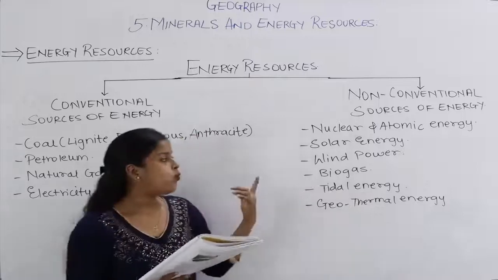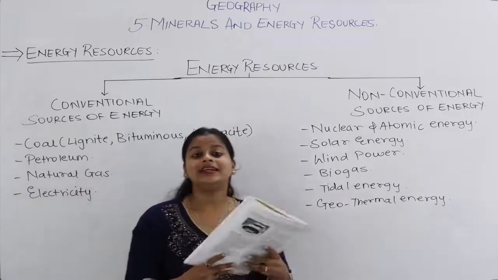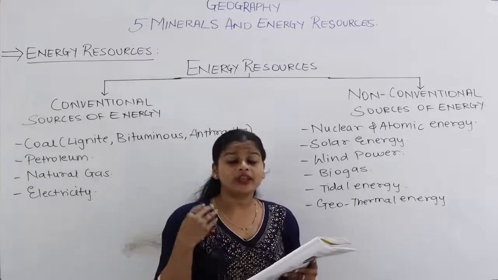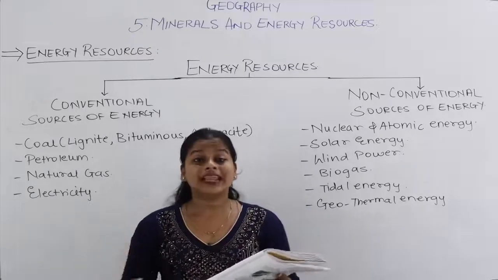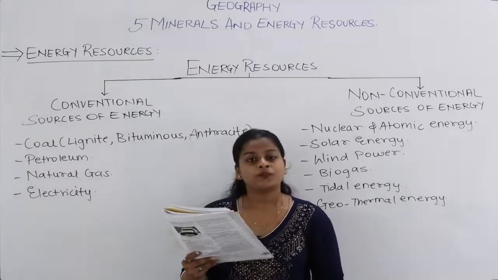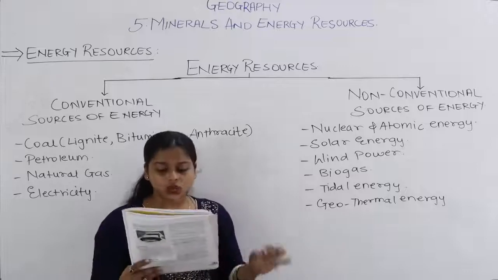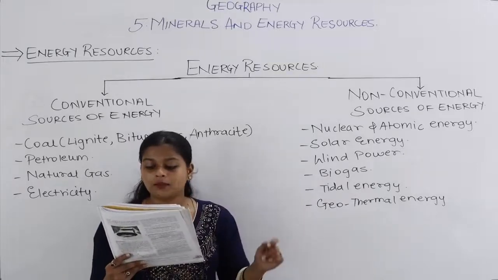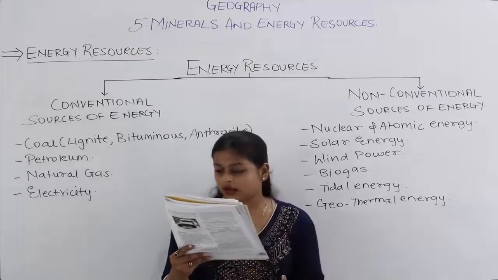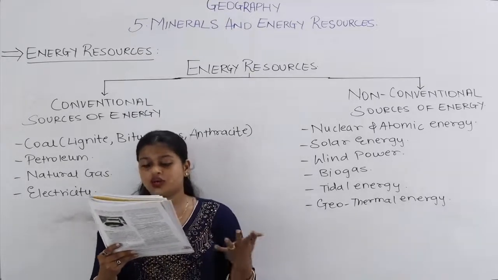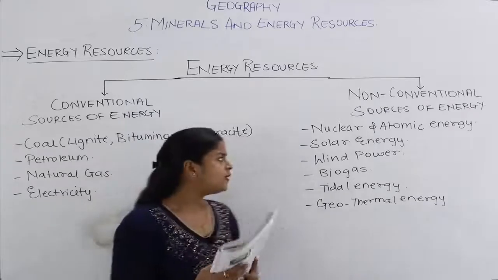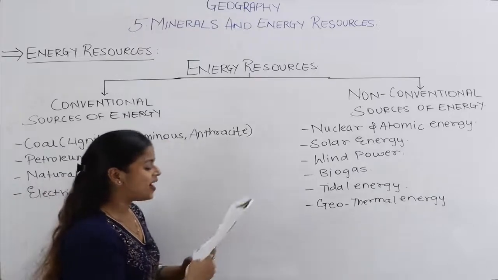Next one is wind power. India has a very great potential for wind power. The largest wind farm cluster is located in Tamil Nadu. Apart from this, Andhra Pradesh, Karnataka, Gujarat, Kerala, Maharashtra and Lakshadweep also have important wind farms. Okay, so the fourth one is biogas.